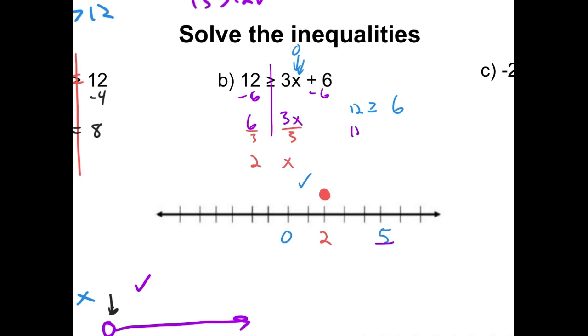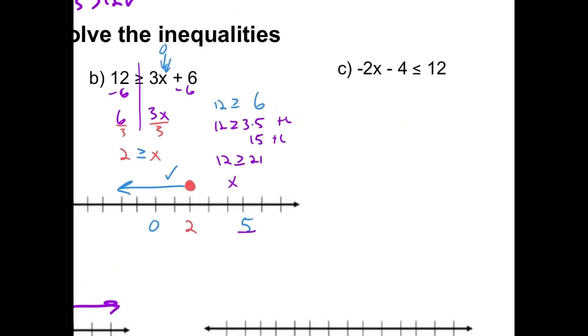So now I've got 12 is greater than or equal to 3 times 5 plus 6. 3 times 5 is 15, plus 6 is 21. 21 is definitely not smaller than or equal to 12. This side does not work, so my arrow is going to point this way, and it should be good to go. Now, you may notice that does seem to work this way, that all of my x things need to go like this. But let's see when that doesn't work.